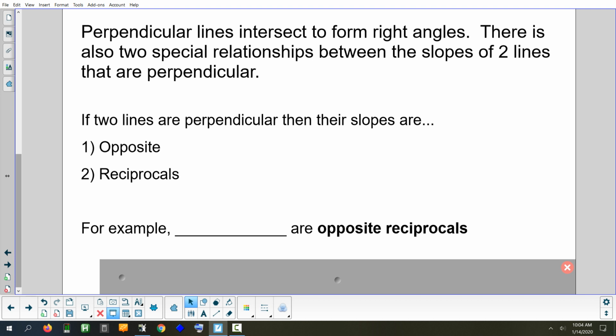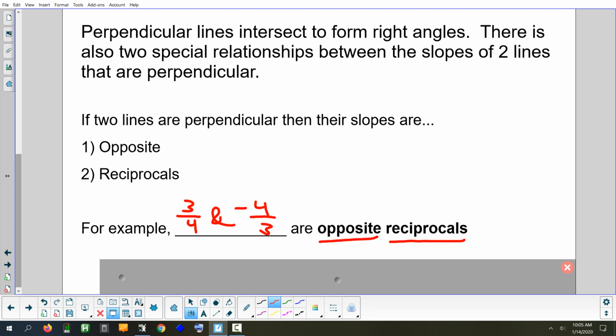So, let's make up an example. Somebody give me a fraction. Any fraction. 3 over 4. And what would be, and this is what you guys put in the blank, opposite reciprocals. What would be the opposite reciprocal of 3 over 4? 4 is the reciprocal. Negative 4. And then make it the opposite.